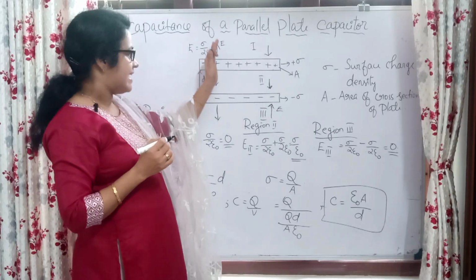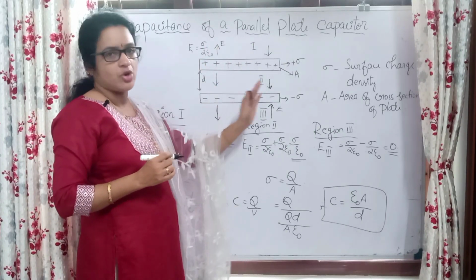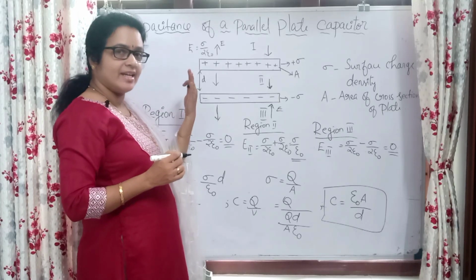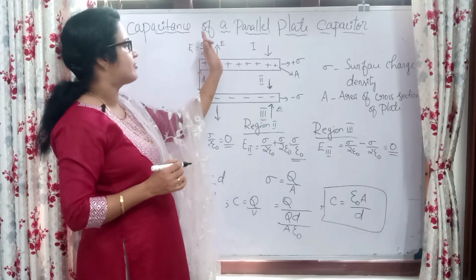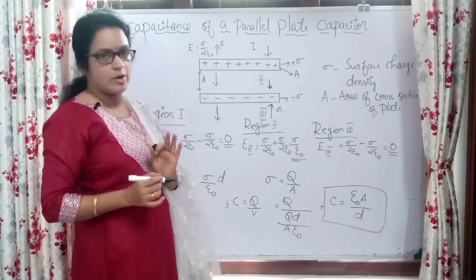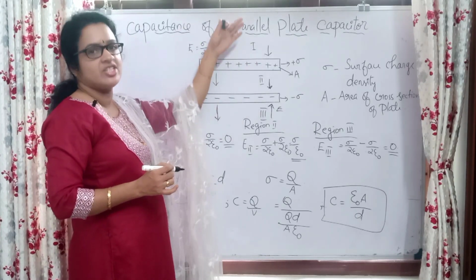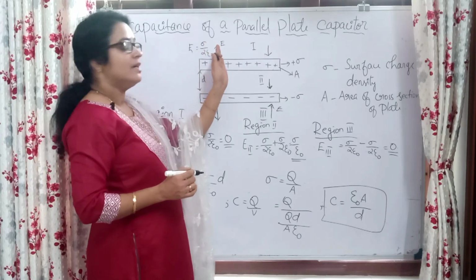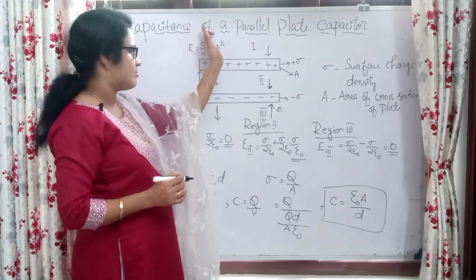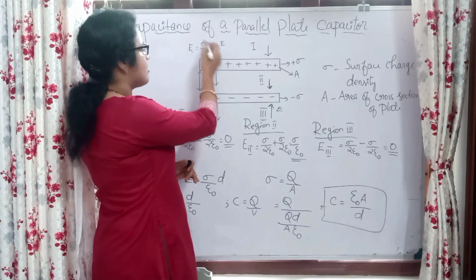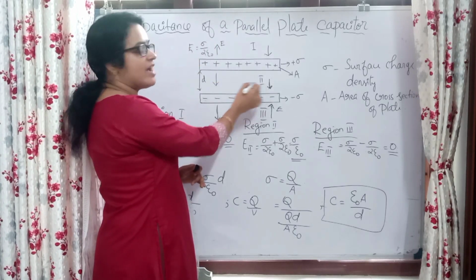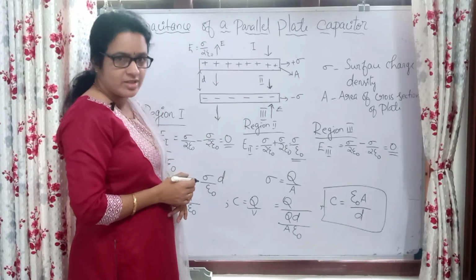So all the directions of electric field are shown here, and we have already studied in the first chapter that the value of electric field in this region will be sigma by 2 epsilon 0, because here we can see these two plates are divided into three regions, right? So in such a case the electric field will be sigma by 2 epsilon 0. So all these values will be sigma by 2 epsilon 0.